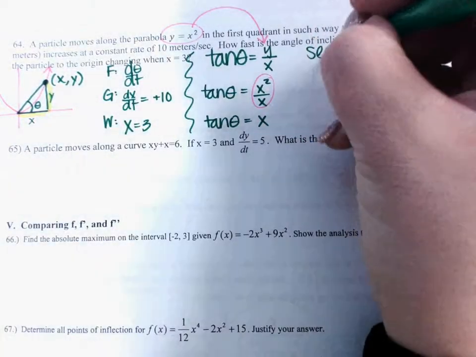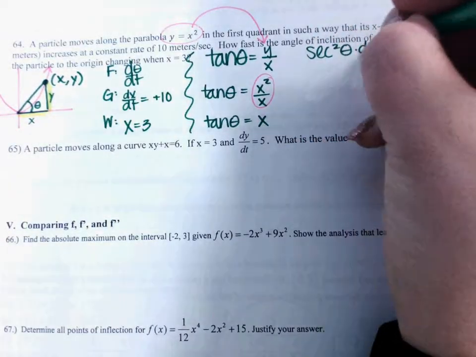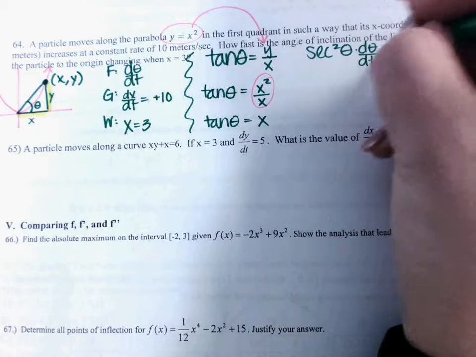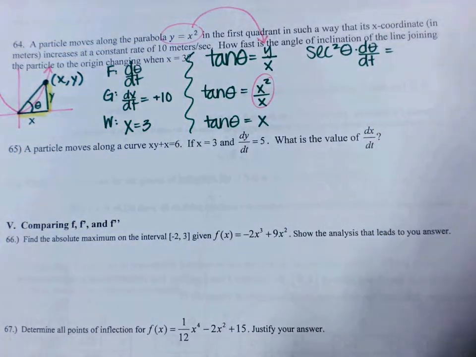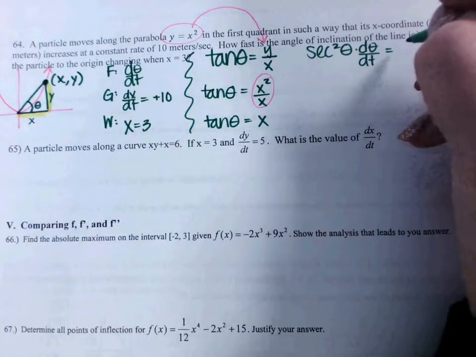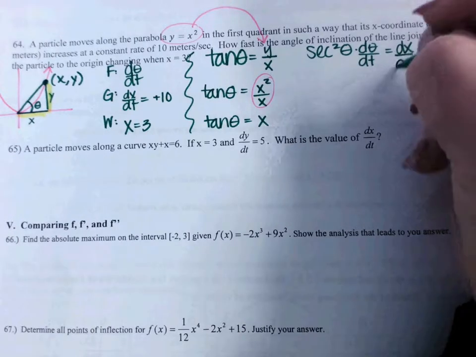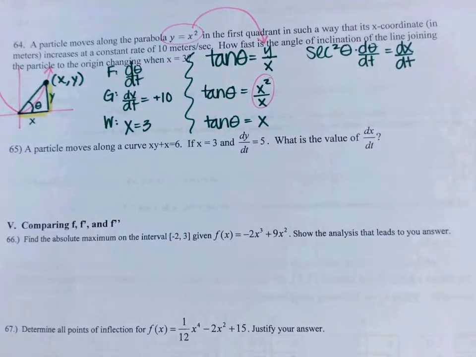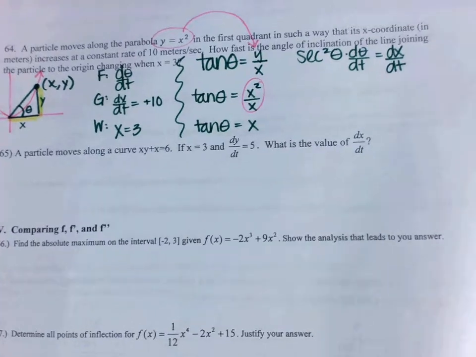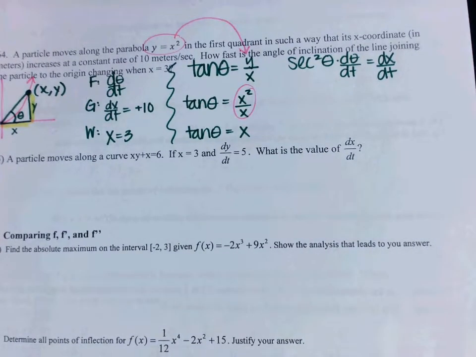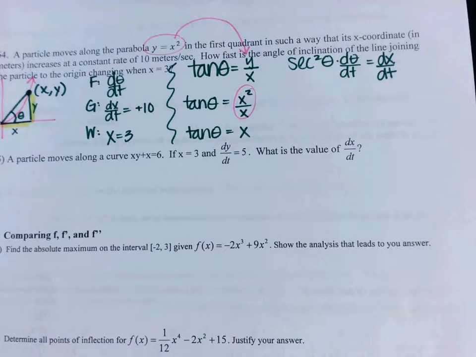Okay, secant squared theta d theta dt, right? What's the derivative of x on the other side? dx dt, good. And then when I want to evaluate secant squared theta, you can only do that two ways. If you know theta, you can just plug it in. Do we know theta? No. Or you can use the sides of the triangle, which is what we're going to have to do.